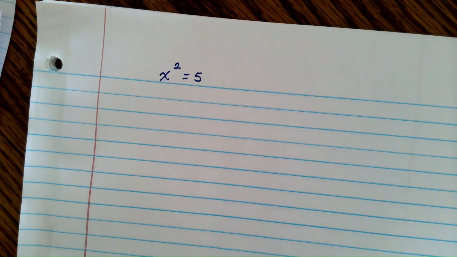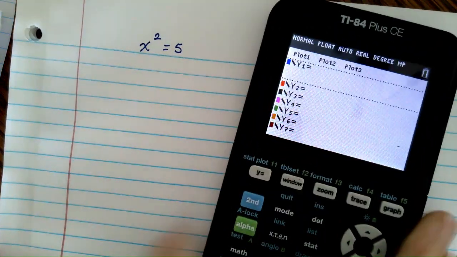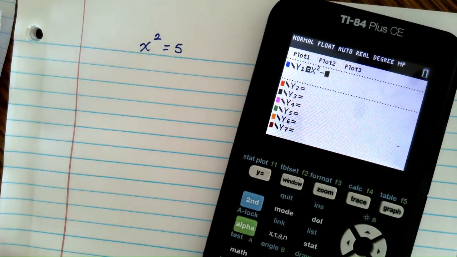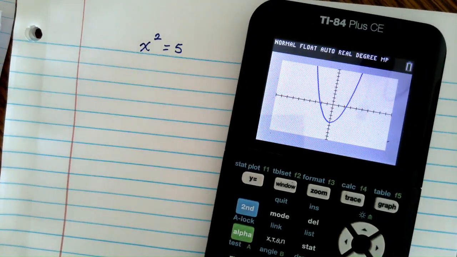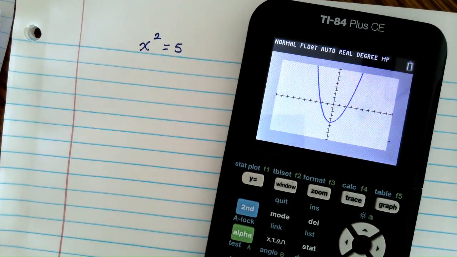There's no middle term, right? It's just the quadratic term and the constant term. So x squared minus 5. I've moved everything to one side. Pop that into the graph. It's crossing the x-axis, but it's crossing at decimals.